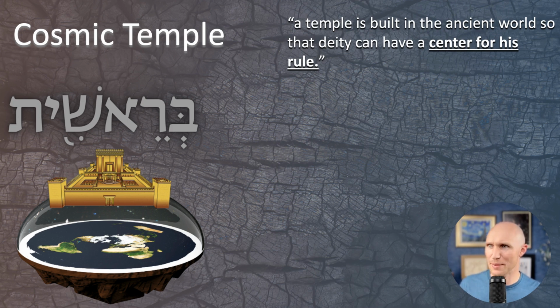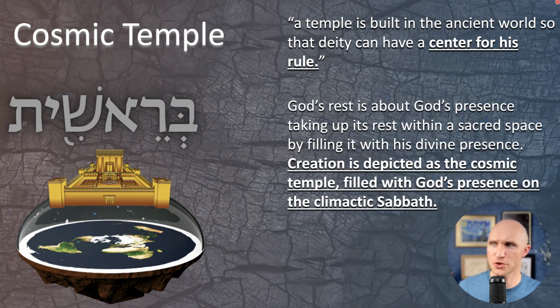And that is because a temple in the ancient world was built so that a deity could have a center for his rule. And this is actually a quote from biblical scholar Dr. John Walton in his book, The Lost World of Genesis 1. And he states regarding the creation account found in Genesis chapter 1, that God's rest is about God's presence taking up its rest within a sacred space by filling it with his divine presence. Creation is depicted as the cosmic temple, filled with God's presence on the climactic Sabbath.